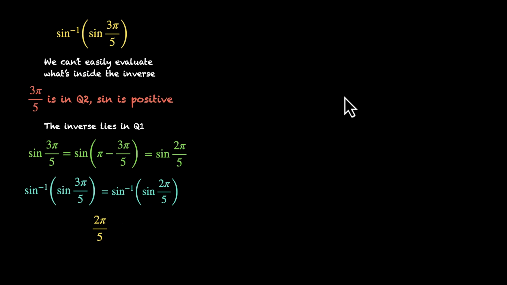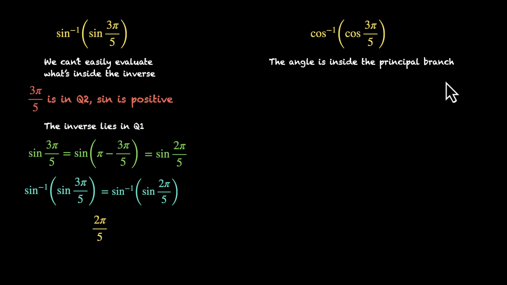Let's try one more. Cos inverse cos of 3 pi by 5. Pause the video, try this out. Alright. Now 3 pi by 5, as we have discussed, is in quadrant 2, which is good for cos inverse because the range for cos inverse is quadrant 1 and quadrant 2. So in this case, we can really cancel these two out right away. So this angle is in the principal value branch. We can cancel these two. Our answer is 3 pi by 5.